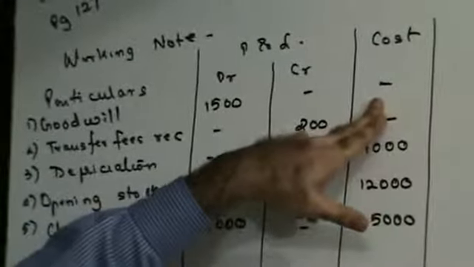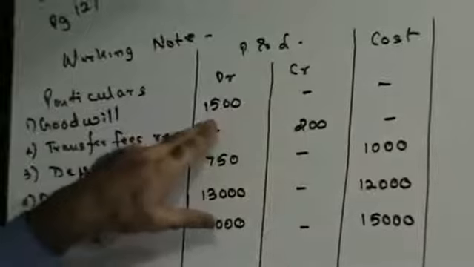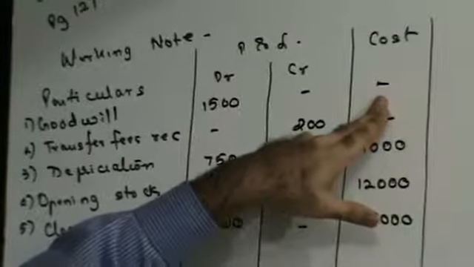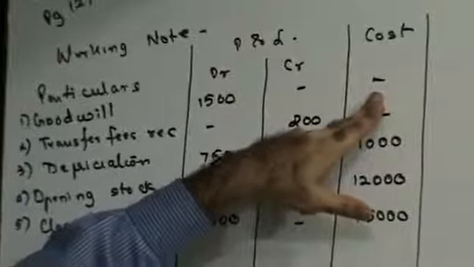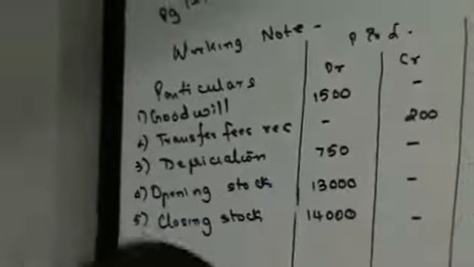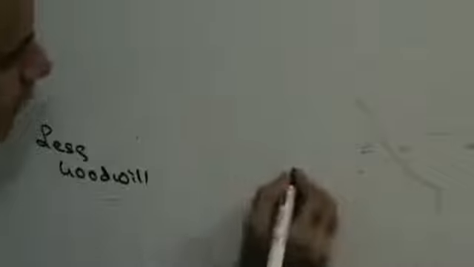Goodwill is nil in cost account. It is 1500 in financial account. It is less. Since it is less, it will be recorded in the less column. Less is less. Since the amount is less, it will be recorded in the less column in the reconciliation statement. So you will get goodwill as 1500.